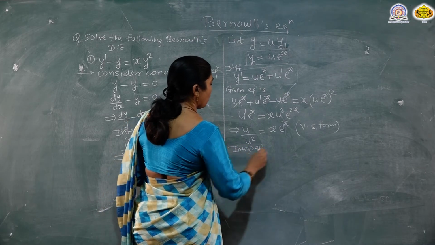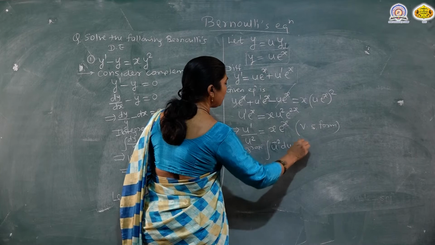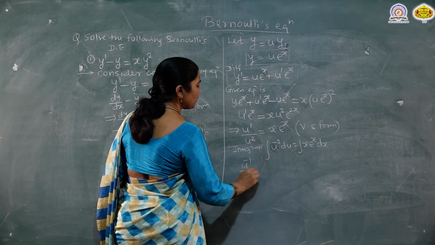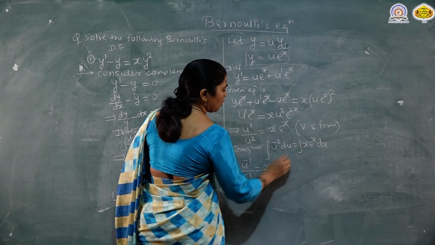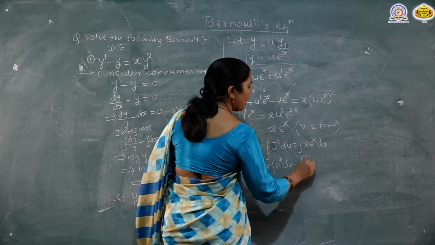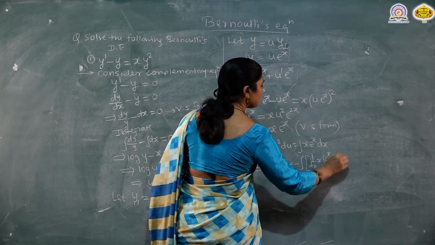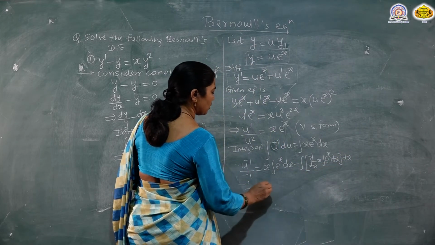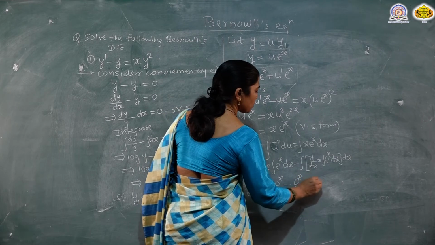So we have integral u raised to minus 2 du is equal to integral x e raised to x dx, and therefore u raised to minus 1 upon minus 1 is equal to, integrate by parts, u, that is x, integral e raised to x dx minus integral derivative of x, integral e raised to x dx, that is nothing but minus 1 upon u is equal to x e raised to x minus e raised to x plus some constant c.